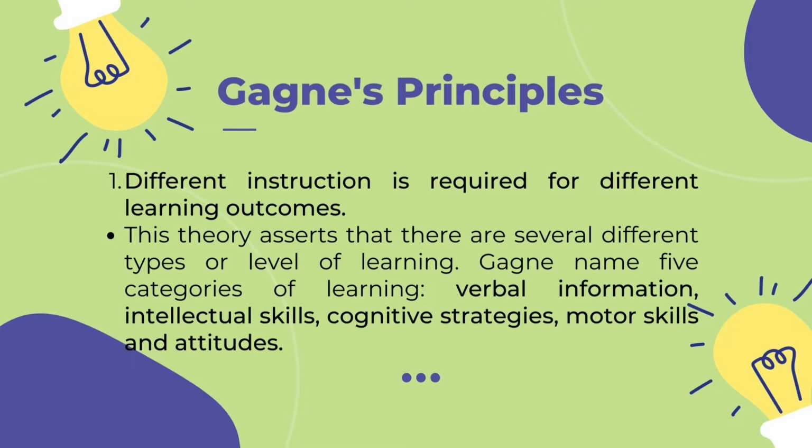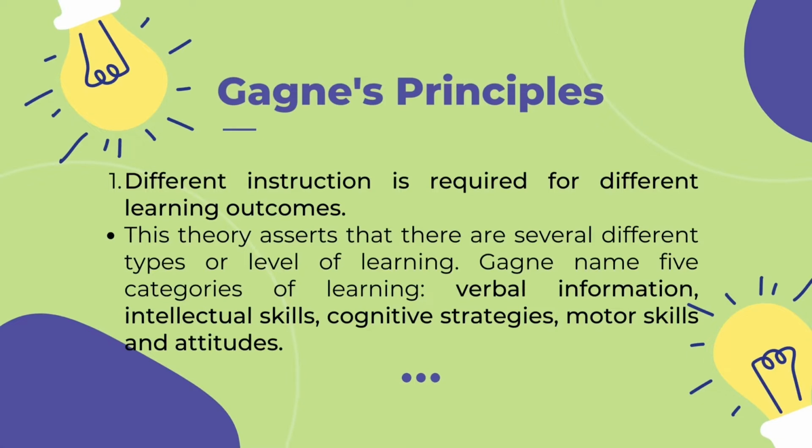Now, let's talk about Gagne's principles. The first principle is different instruction is required for different learning outcomes. Gagne's theory asserts that there are several different types or levels of learning. Furthermore, the theory implies that each different type of learning calls for different types of instruction.